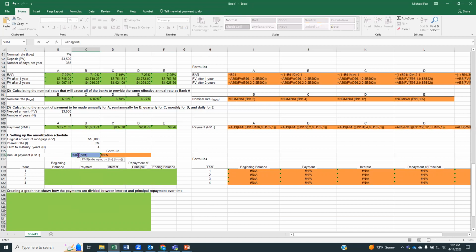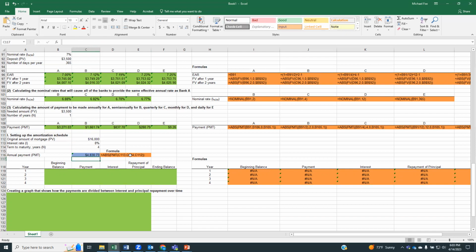Payment. All right, PMT. And then our rate right there at 8%. Number of periods, 4. And the present value is the 16,000. So our payments are going to be $4,830.73. So that will help. That will pay off the 16,000 that you owe with 8% interest over 4 years.